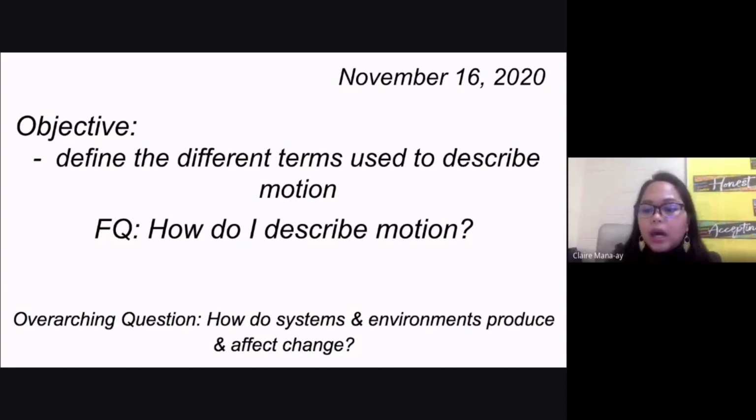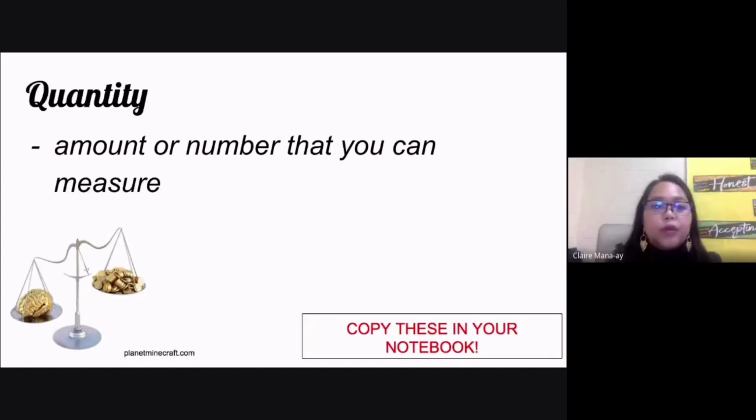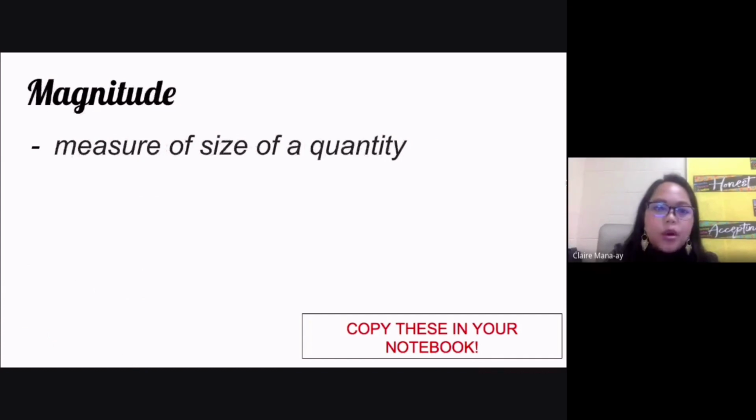Now, before we get to motion, we first have some other terms here. The first one is a term quantity. And this is any amount or number that you can measure. Okay, so again, this is any amount or number that you can measure. You also have the term magnitude. Okay, when you say magnitude, this is a measure of size of a quantity.